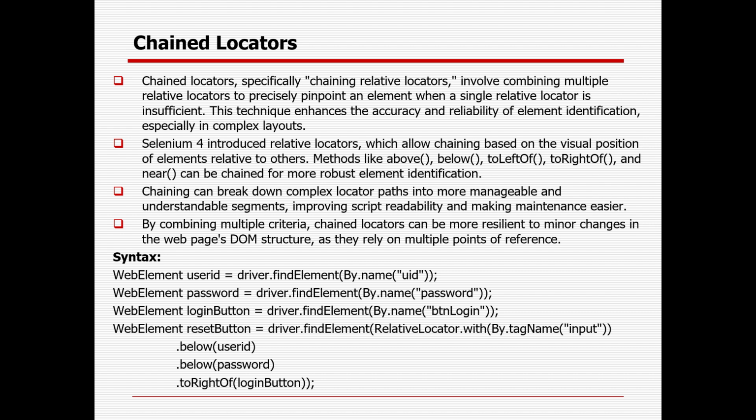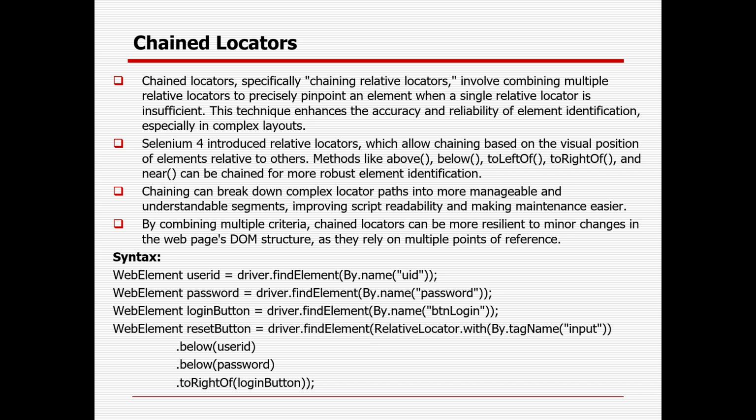Chain locators, specifically chaining relative locators, involve combining multiple relative locators to precisely pinpoint an element when a single relative locator is insufficient to identify the element uniquely in the web page. This technique enhances the accuracy and reliability of element identification, especially in complex layouts. Selenium 4 introduced relative locators, which allow chaining based on the visual position of the element relative to others. Methods like above, below, to left of, to right of, and near can be chained for more robust element identification.